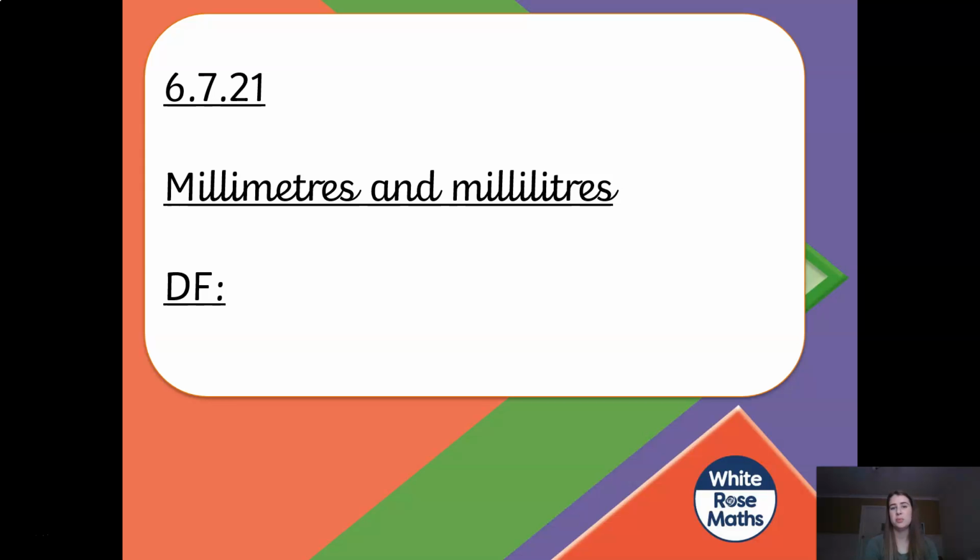So the PowerPoint's going to be pretty similar to the last two PowerPoints. On some level there's going to be a bit of repetition, but we're looking at it in a different context today in terms of looking at a different capacity of measurement, okay? So what we'll do is we'll see how you get on with it this morning.